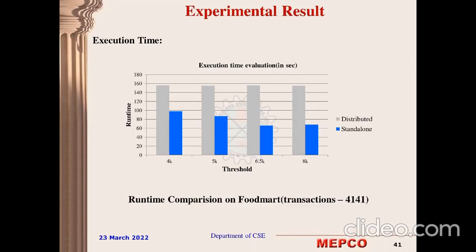Here we are executing the Foodmart dataset in both the distributed system and the standalone system, and we are evaluating the execution time by varying the minimum utility threshold value. The execution time for the Foodmart dataset in the distributed system is greater than that of the standalone system. This is because the distributed system is more suitable for big data. So for a smaller number of transactions, the standalone system seems to be better than the distributed system.